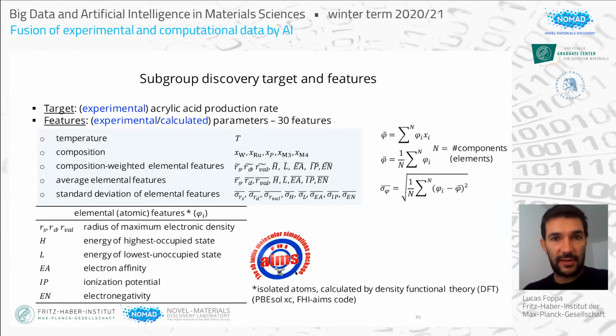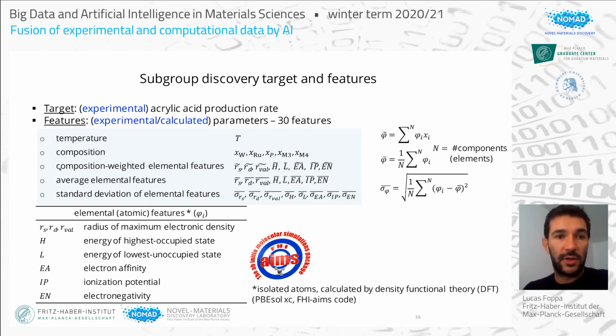Okay, so in this specific example, what do we use? The target is what I showed you before, the experimentally measured acrylic acid production rate. This is the target we're interested in. Regarding the features, here we are going to use two different types: experimental features and calculated features. We have these 30 parameters that come, for instance, from temperature, which is the temperature used in the experiment. The composition is something that we know about the material, so how much tungsten, ruthenium, phosphorus, etc. it has. So this comes from experiment.